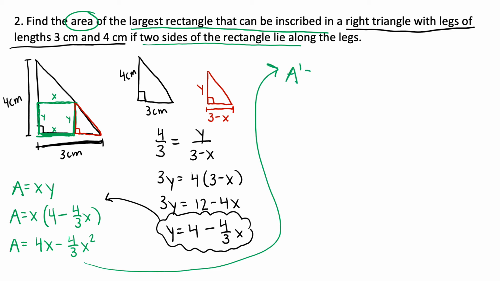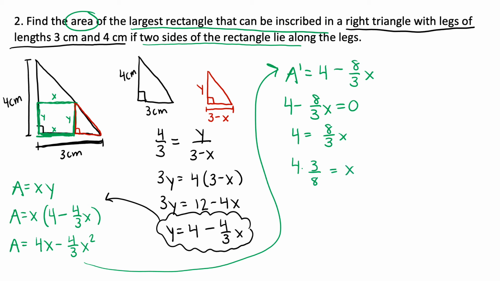So A prime is equal to, using our power rule, 4 minus, bringing that 2 down, 8/3 x to the first power. And then we can set this equal to 0. So we have 4 equals 8/3 x, multiplying by 3/8 on both sides. We get x equals 3 over 2. Then we can plug that into our y equation.